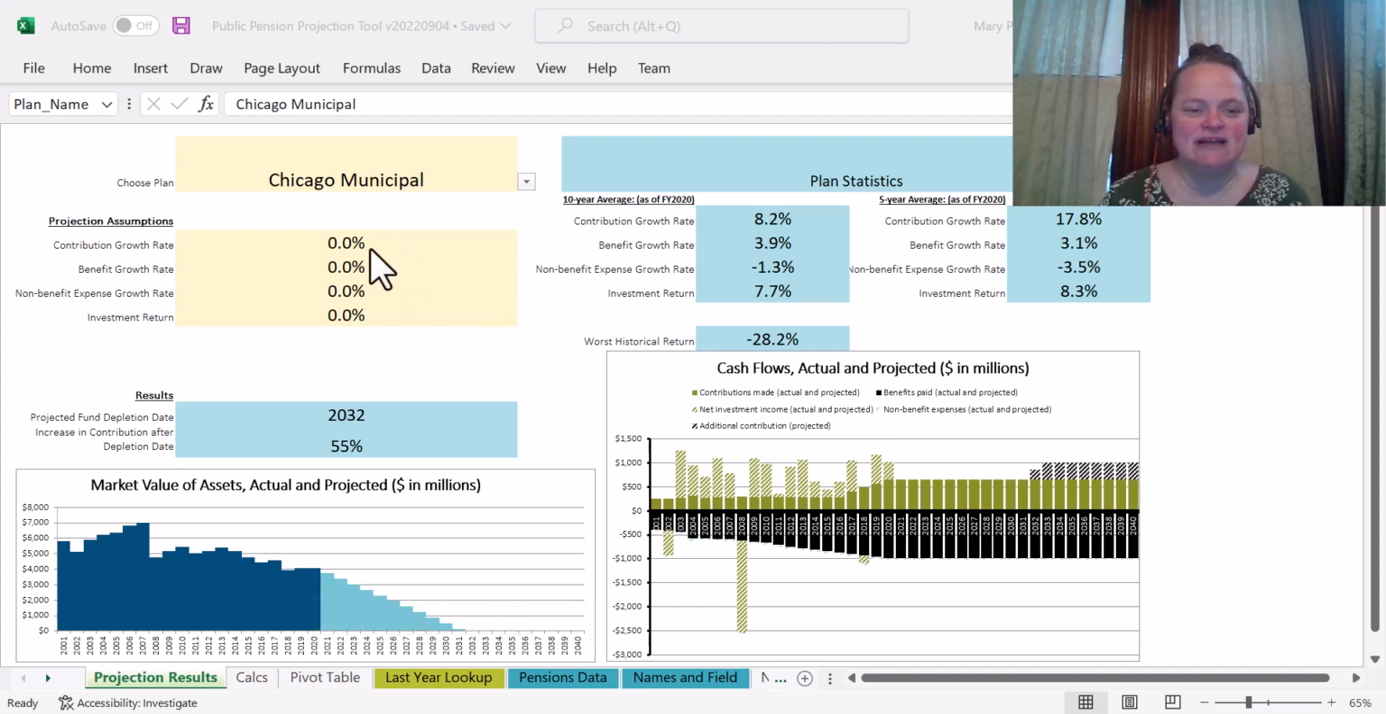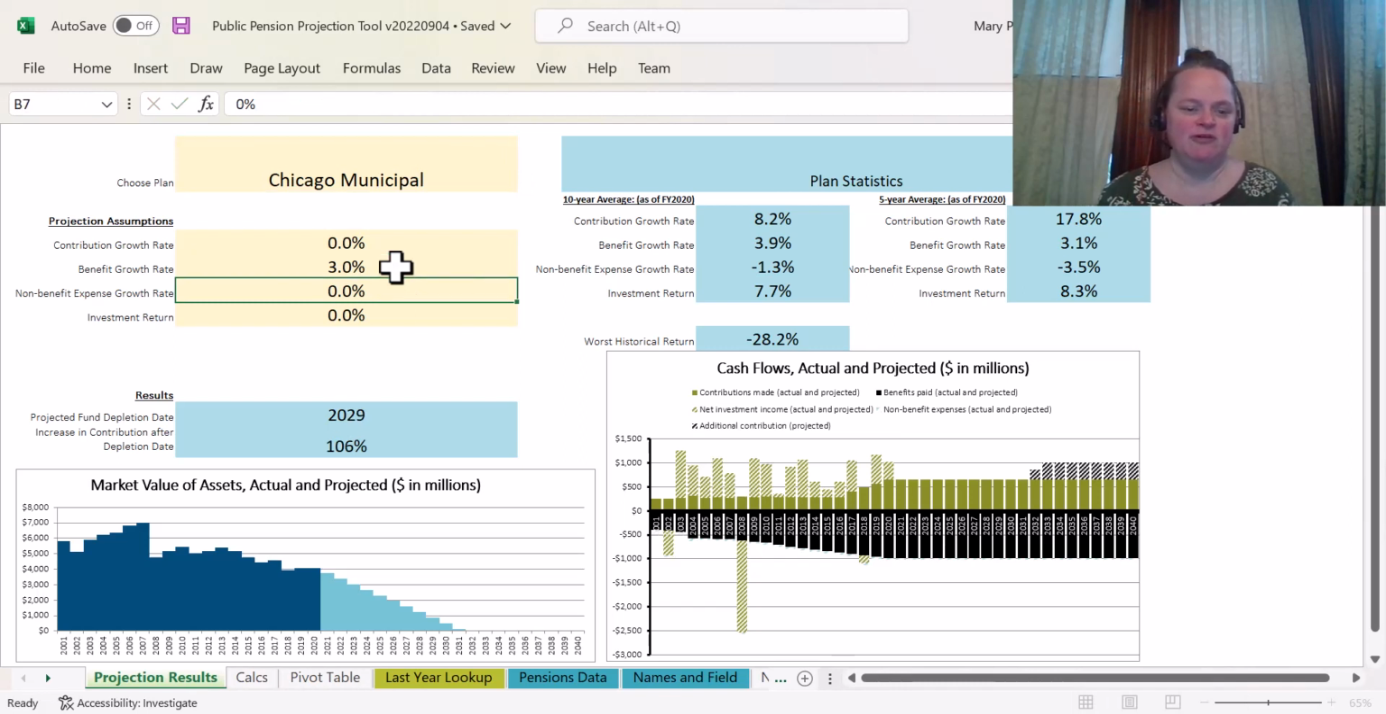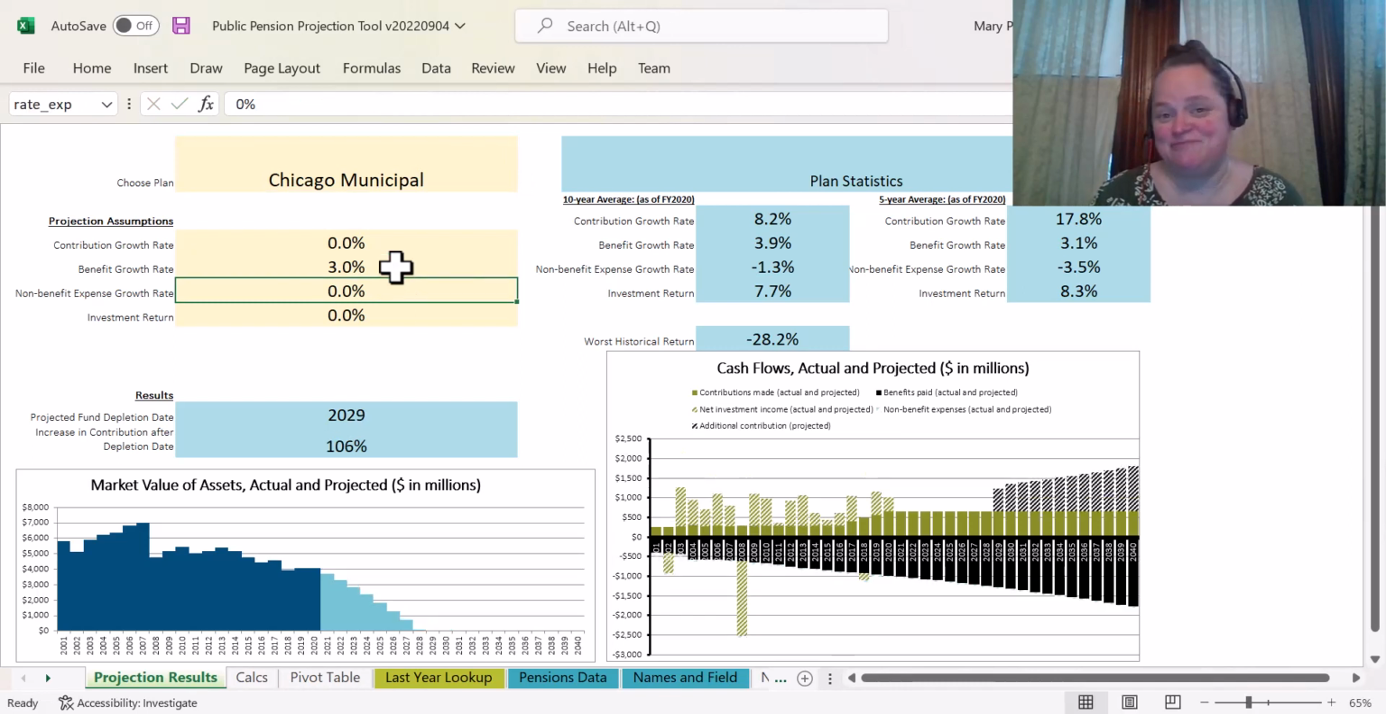Okay, so just with the zeros, we have the fund running out in 2032. Now notice their benefit growth rate is even lower than Calpers, but we have it running out. So let me put their benefit growth rate at 3%. Running out in 2029. Yeah, that's bad. Look at their contribution growth rate. It has been huge, and you can see that ramp up starting around 2016, 2017.